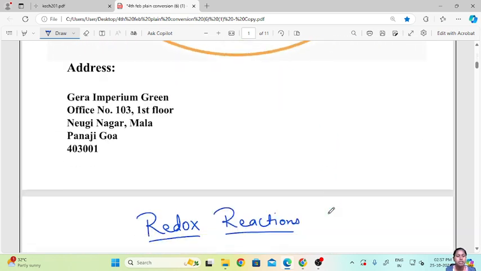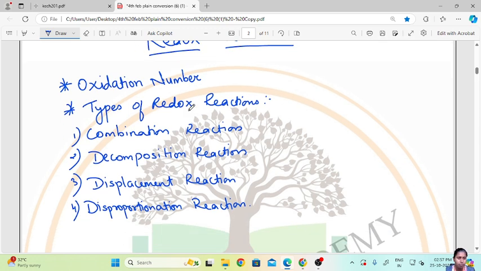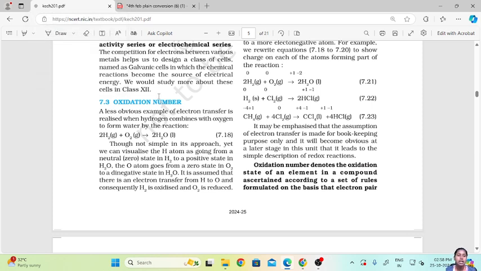So today we will see about the redox reactions. In today's part we will basically focus on oxidation number and types of redox reactions. There are 4 types of redox reaction: combination, decomposition, displacement and disproportion reaction. We will see each in detail. So let's start with the oxidation number.